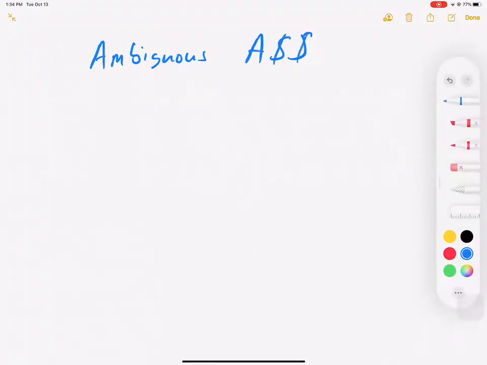ASS triangles. Okay, so ambiguous ASS triangles. Sounds a little bit weird, but here is the idea. If you remember in geometry, you were not allowed to use ASS as a triangle congruent property.